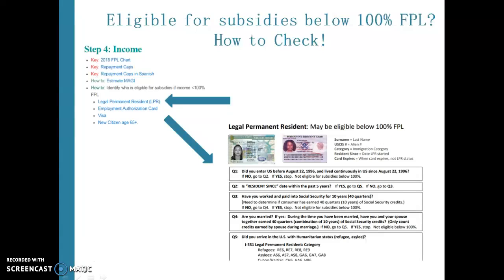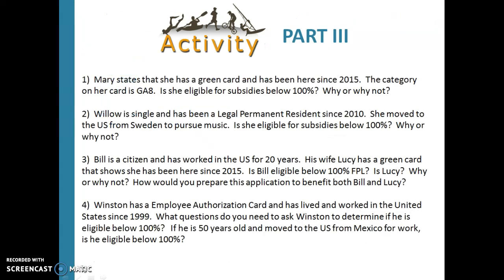So even if her income is below 100%, this consumer will be eligible for a tax credit. So Mary will not, because of her asylee status, because we treat her like a citizen, which means she's left out in the cold in Texas, but Willow is.